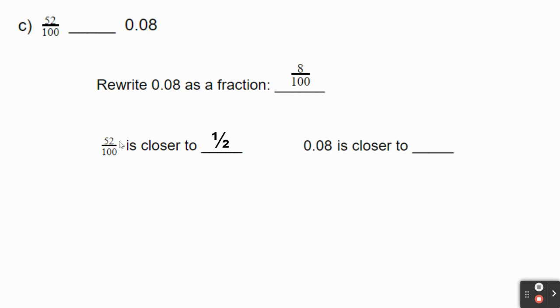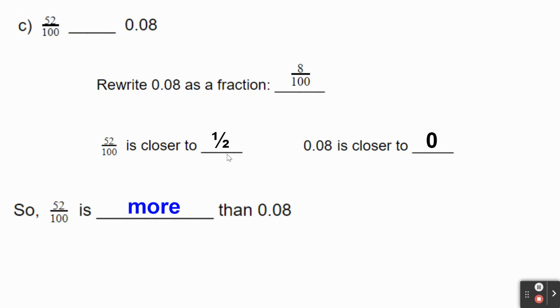Let's do the same for 8 hundredths. Well, 8 hundredths, that's only 8 hundredths more than 0. So that means that 8 hundredths is closest to 0. So 1/2 is our first benchmark fraction, and 0 is our second. Well, we know that 1/2 is larger than 0, so that means that 52 hundredths is more than 8 hundredths. So in our sentence above, we can have our symbol open up to eat the bigger fraction, which is 52 hundredths.